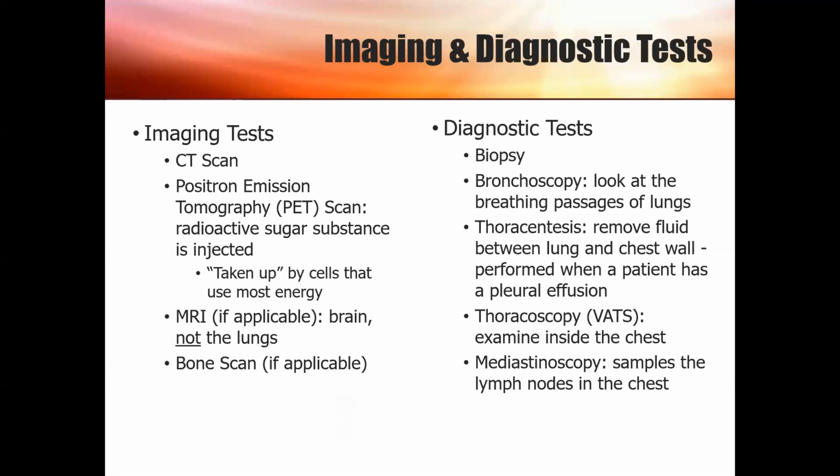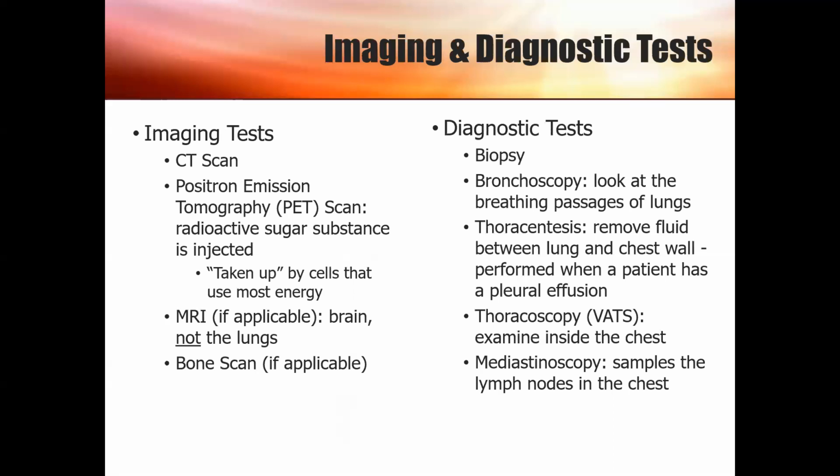The MRI scanning does not work well on body parts that move. And obviously the lungs continuously move due to breathing. So the MRI is not used to scan the lungs. However, it is used to scan the brain. Small cell lung cancer very often metastasizes to the brain early on. So a brain MRI may be performed for staging purposes of small cell lung cancer.